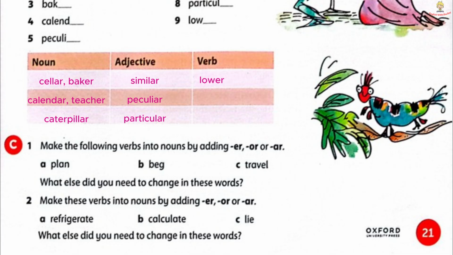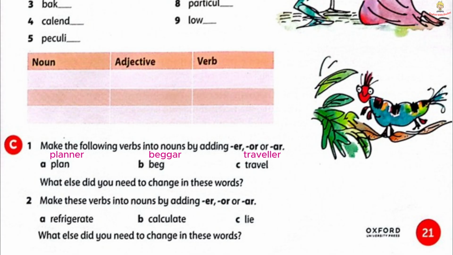Here it is part C. Make the following verbs into nouns by adding er, or and ar. So here we add er, or and ar and make nouns. First one is plan, planner. Beg, beggar. Travel, traveler. What else did you need to change in these words? So the final consonant was doubled before adding the ending. So this is the change we made in those words.